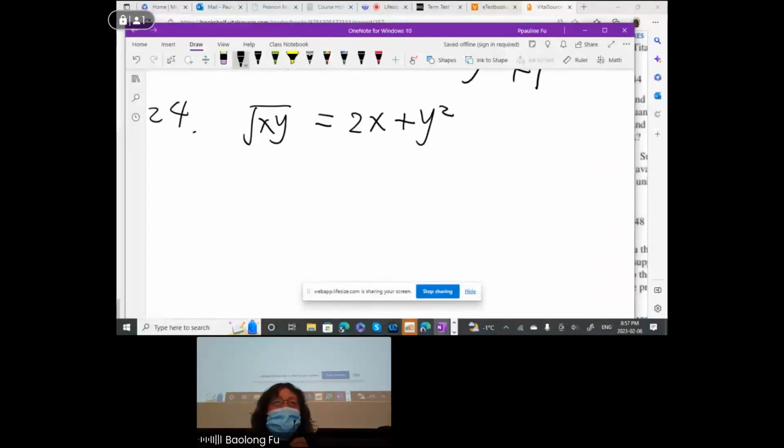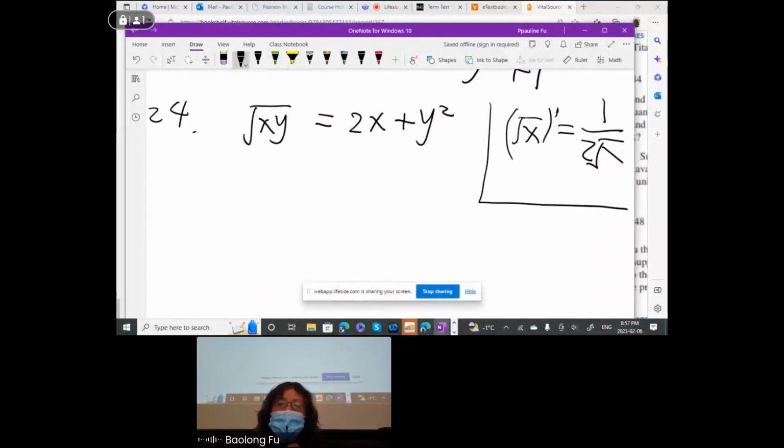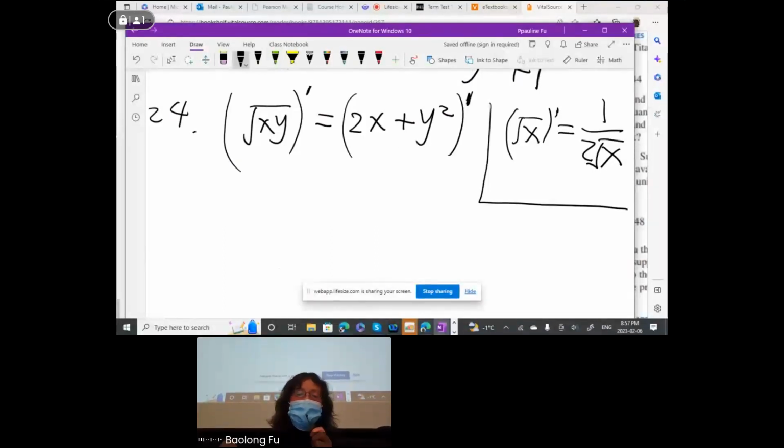And I see the square root. So side note, the derivative of square root of x, I ask you to remember, is 1/2 square root of x. Use this. Okay, take the derivative of the left-hand side and the right-hand side, both sides. For the left-hand side, you use this square root derivative, and then you have to use a chain rule. Okay, let's do the left-hand side.